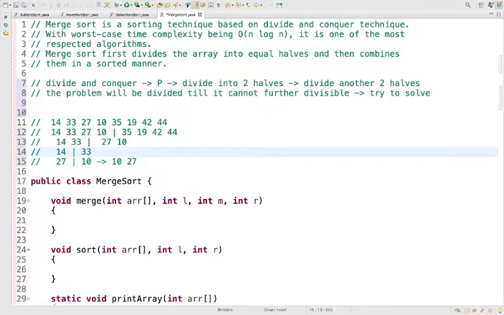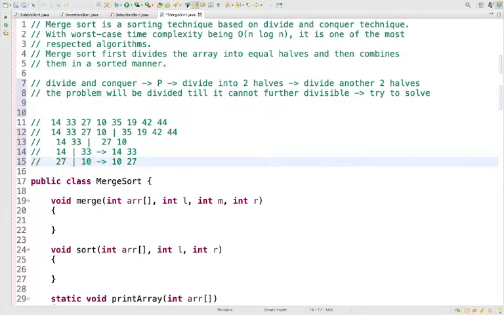Similarly for 14 30, it will now try to merge it. Once you divide the problem, you have to conquer the particular original problem space too, so you have to merge them also. Once you divide, you have to solve in a certain way so that you can merge them.